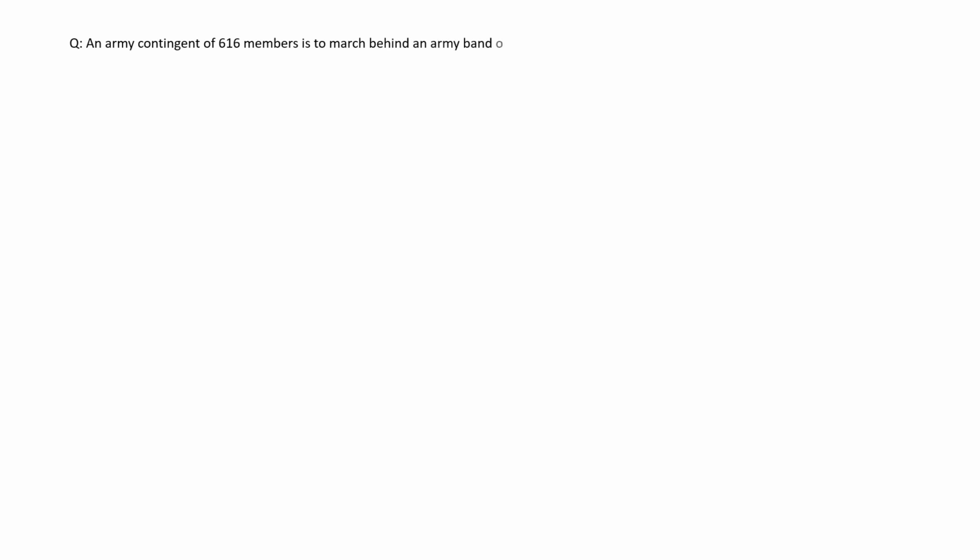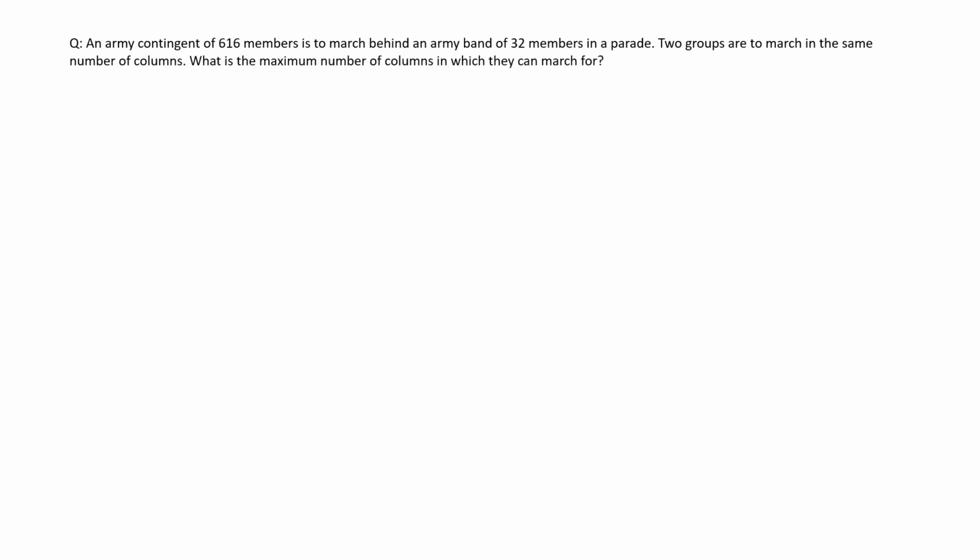An army contingent of 616 members is to march behind an army band of 32 members in a parade. Two groups are to march in the same number of columns. What is the maximum number of columns in which they can march? So it is clear that the HCF of 616 and 32 gives the maximum number of columns in which the groups can march. Let's go for finding the HCF.